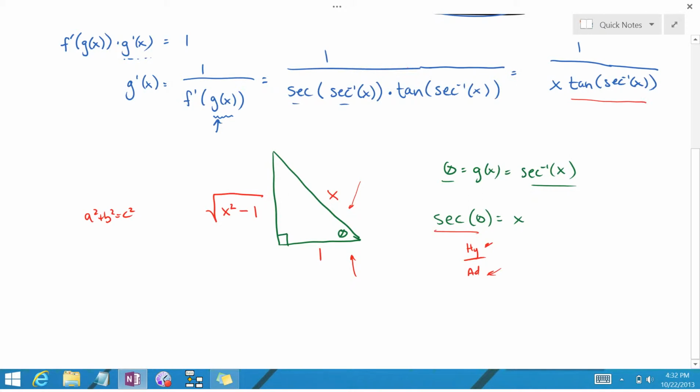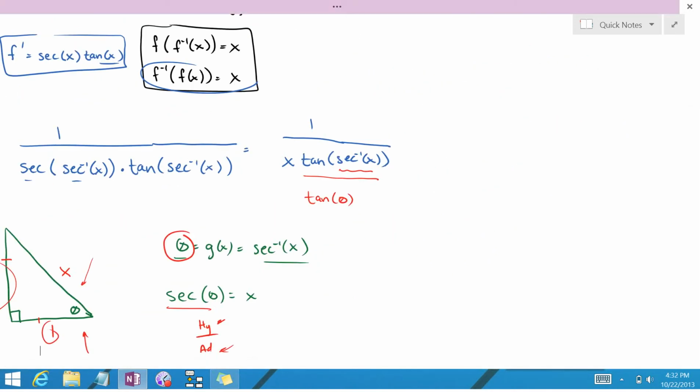Tangent of sec inverse of x. Well, what is sec inverse of x? That is what I defined to be theta. So that's just tangent of theta. But what is tangent of theta? Look at your triangle. Tangent is opposite over adjacent. That means it's radical x squared minus 1 over 1.